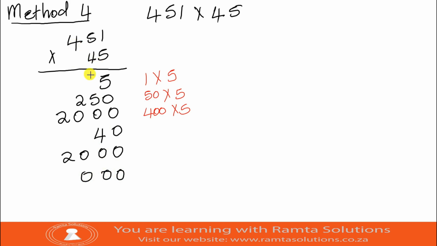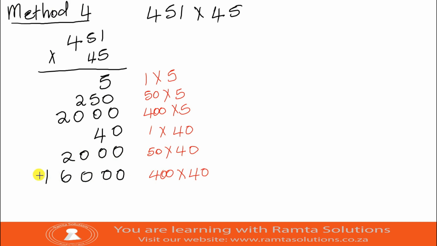Now, 4 times 4 is 16. Now, this is 16,000. In other words, let me show you. What I was saying was, this is 1 times 40, which is 40. And 50 times 40, what is 50 times 40? It is 2,000. And this one here, what is it? 400 times 40. What does it give you? It gives you 16,000. All right, it gives you 16,000.